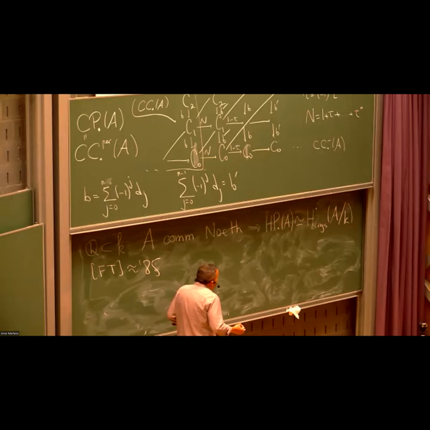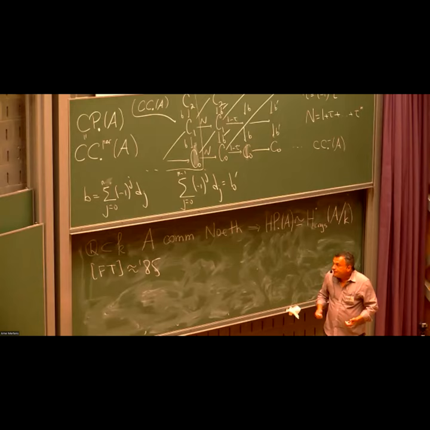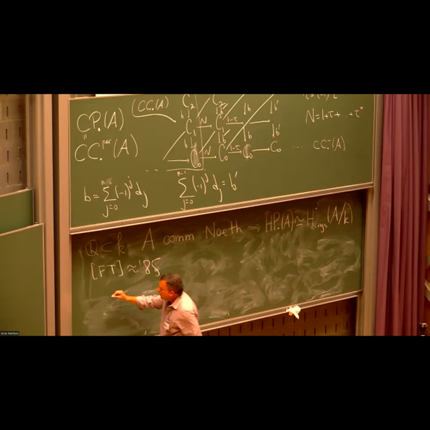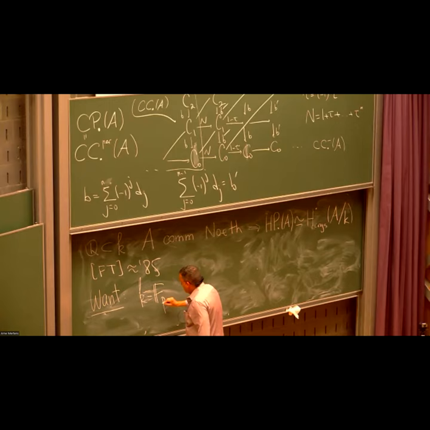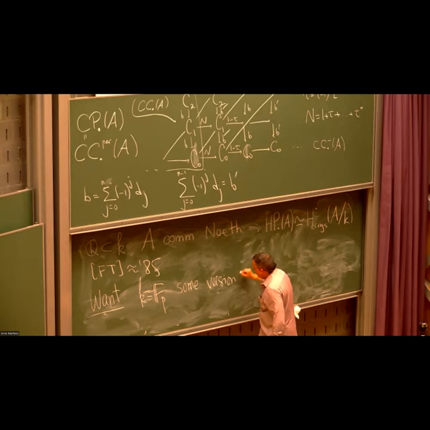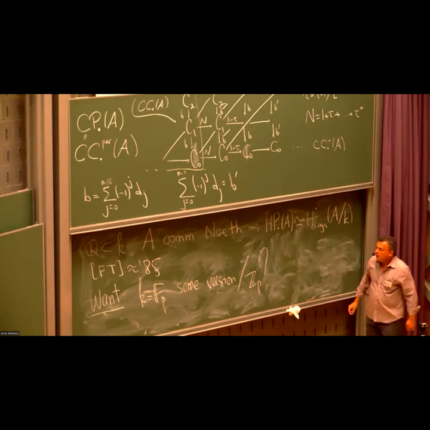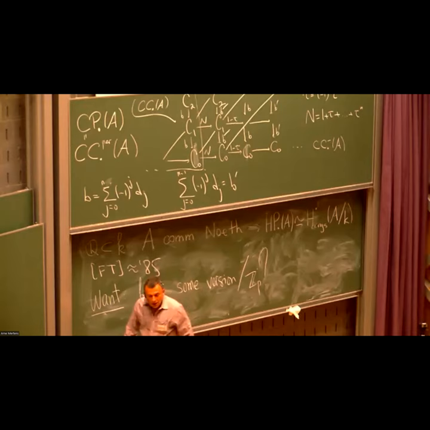And also it was clear from the beginning that in characteristic p, you kind of get the wrong answer. Well, any perfect field, but for me, F_p. You want some version of that, like what happens in crystalline cohomology, which lives over the p-adics or over the Witt vectors.